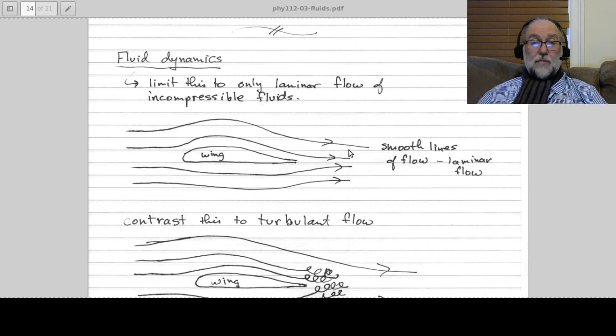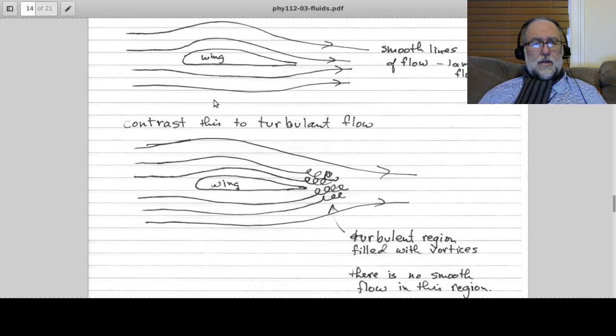This we can study, okay? And it generally happens when the velocity of the fluid is not too fast. But you can imagine that as you start to turn up the velocity of the fluid, and of course it depends on the shape of the object that the fluid is flowing around, as you start to turn up the speed, what happens is the lines at the other end of the object don't quite meet up, and you get into what's called turbulent flow, okay?